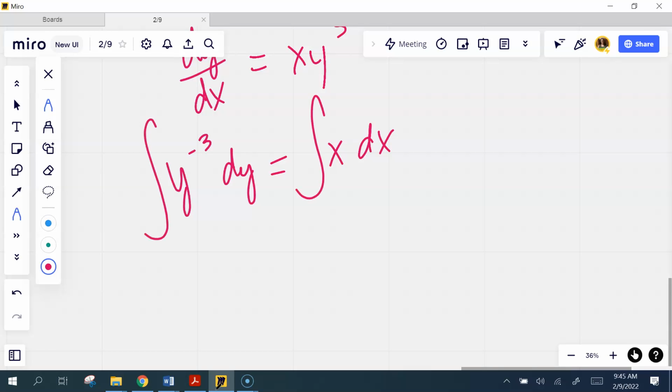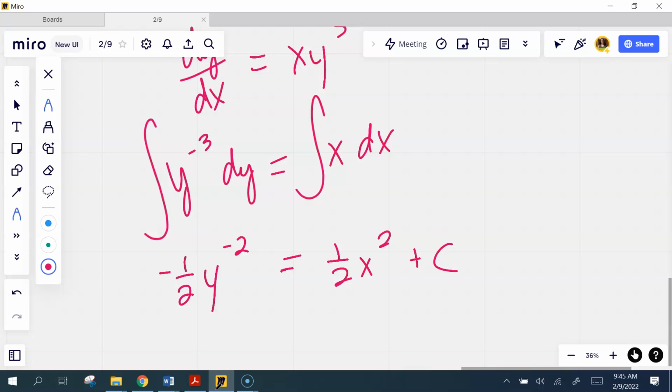Antiderivative of y to the negative third is negative 1/2 y to the negative second. Why is it not natural log this time? That's only when it's negative 1. That's exactly right. Otherwise, if it's anything other than negative 1, I can do that exponent property where I just add 1 to it. We can still work with it.